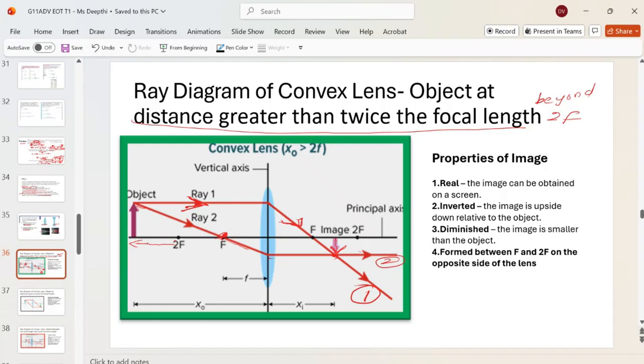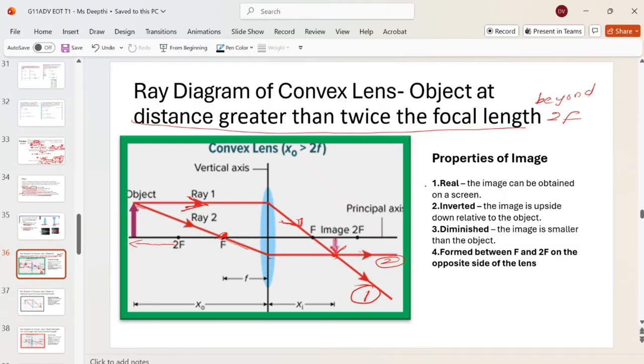So always you have to know that when the object is beyond 2f, the image is between f and 2f on the other side, and it is smaller in size. Okay, so if you can memorize this, you can draw it correctly, because there's a chance of making a mistake if your line is not straight. So make sure you draw with a ruler exactly as shown in the picture.